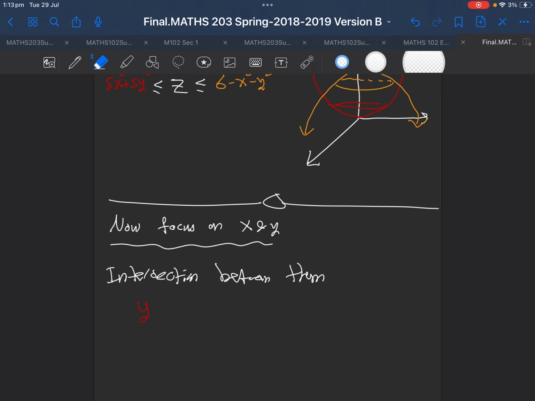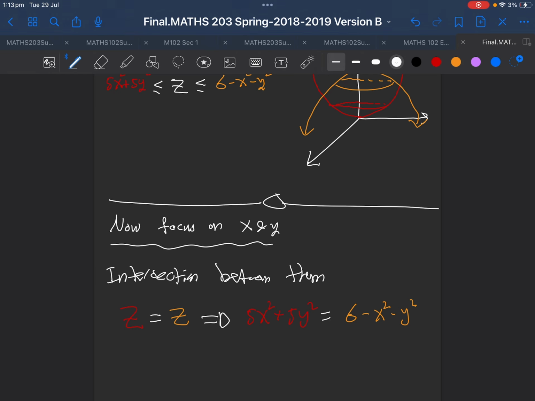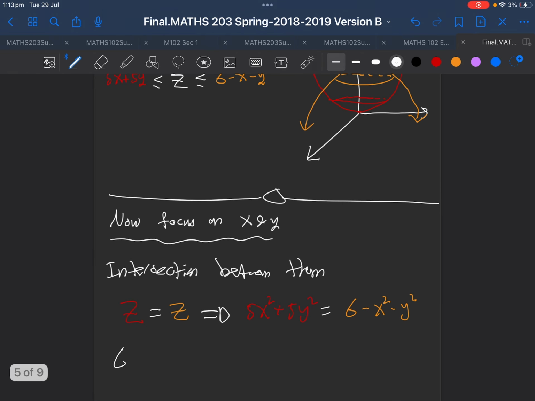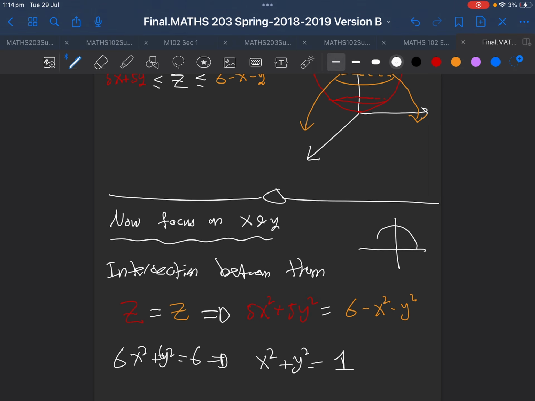What do we mean by intersection? The z in red must equal the z in orange. Now the z in red is the paraboloid 5x squared plus 5y squared. The other one is 6 minus x squared minus y squared, and there is an equal sign between them, which if we simplify, becomes 6 equals 6x squared plus 6y squared, which means x squared plus y squared equals 1. And that's what will happen in two dimensions. We'll just have a circle of radius 1.